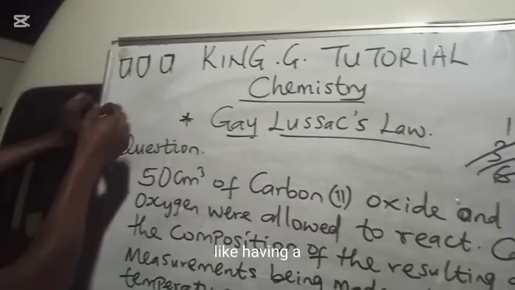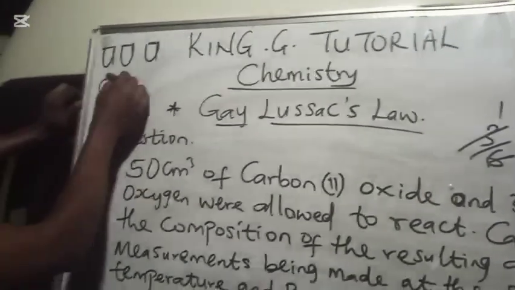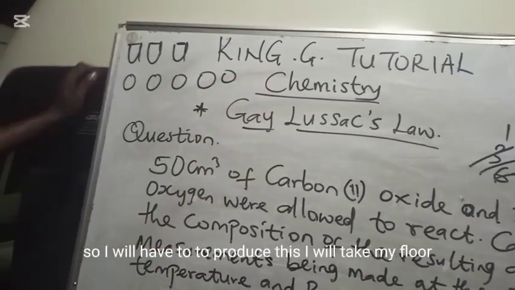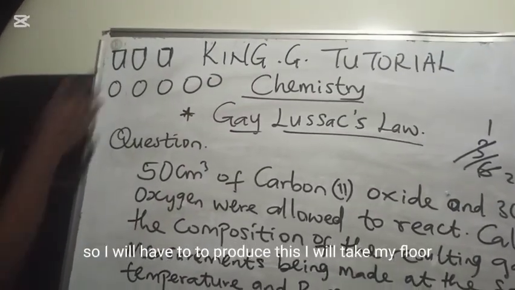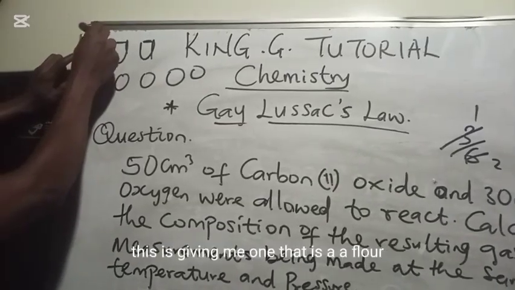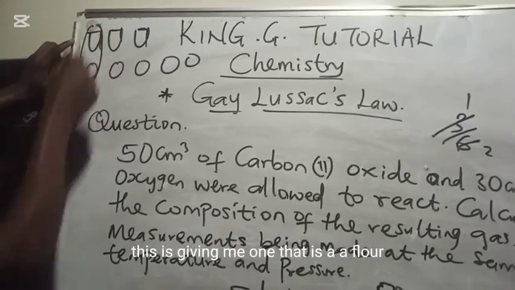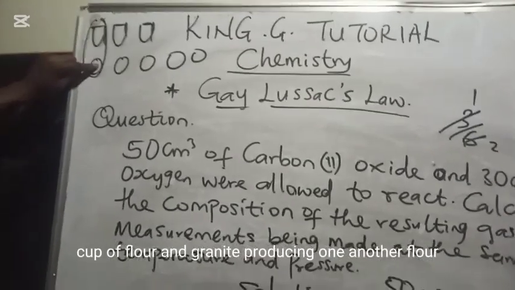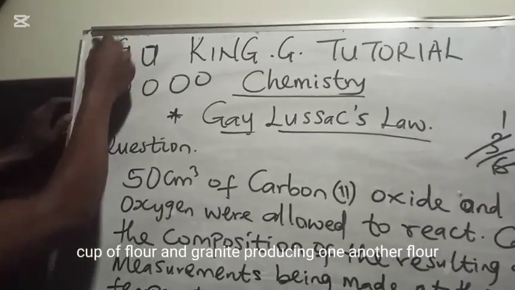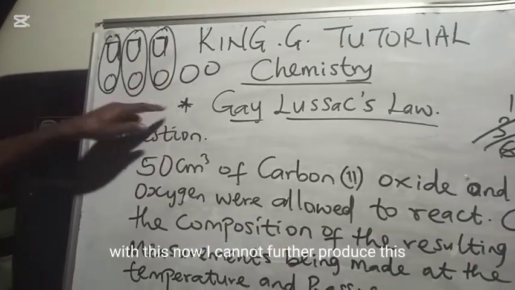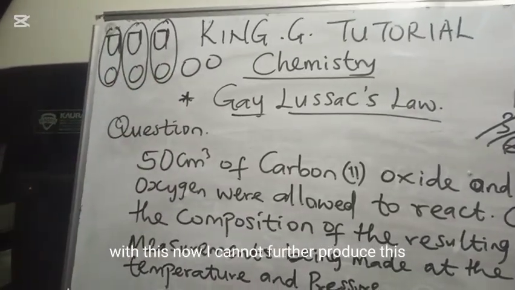Like having 5 balls of granules. So I will have to produce this. I will take my flour, take up this, and I will produce one. This is giving me one, a cup of flour and granules producing one. Another flour, granules, taking two. Another, this is finished. With this, I now cannot further produce this.